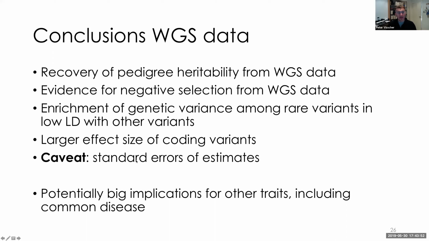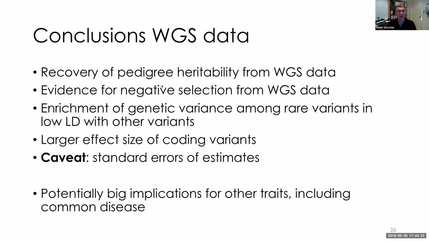Ideally, we would have liked to do this analysis on about twice the sample size, but this is of course already a quite formidable data set. If we can draw these conclusions or extrapolate from them to other traits, from height and BMI to other traits, including common disease, then of course this has some potentially big implications.